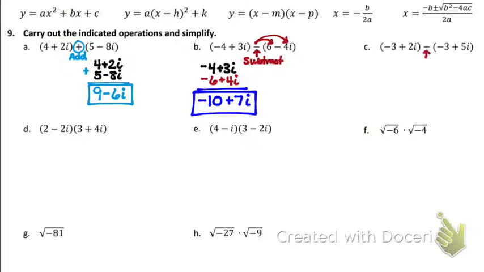Part C, I see the same thing. In between these, I see subtraction. So I'm going to distribute the negative only to the second set of parentheses. The first one stays exactly the same. When I distribute that negative, I get 3 minus 5i. What happens when I combine the negative 3 and the positive 3 together? They cancel out. 2i minus 5i? Negative 3i.